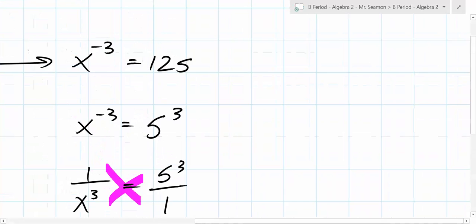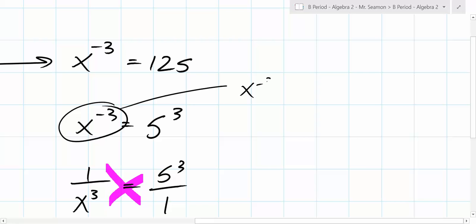Another way to do this would be, you remember what negative exponents mean? It means you flip over what's on the inside, right? So another way to write this would be x to the negative 3 is the same thing as 1 over x to the what power? To the third. Do you agree with that? Do you see what I mean? If you flip something over, you could have 1 over x to the third is equal to 5 to the third.